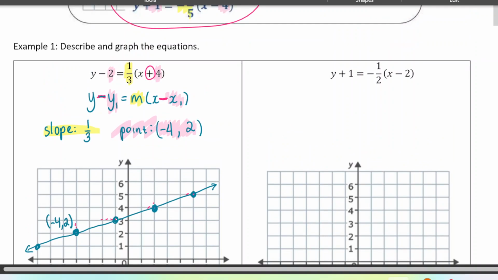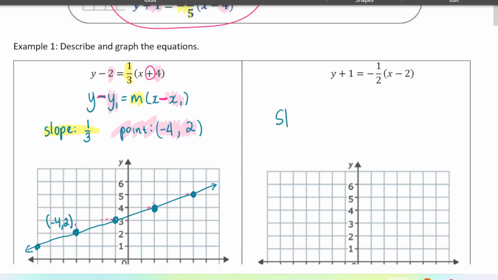All right, let's do this one. So let's write down our slope and our point.